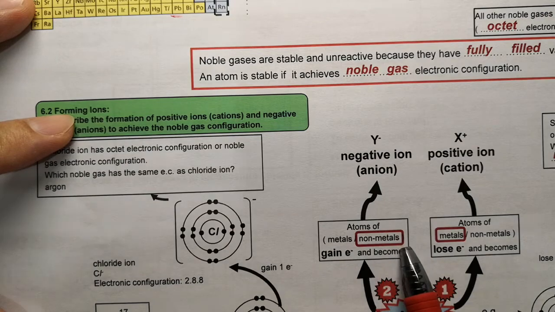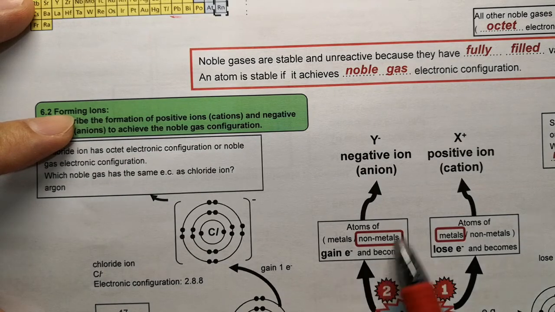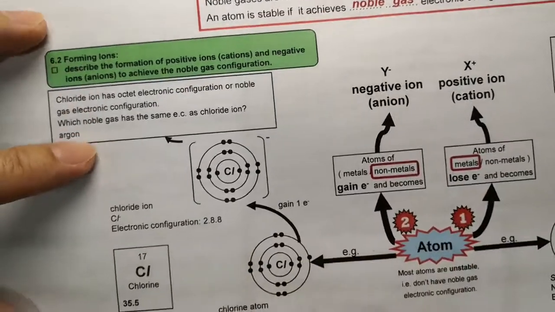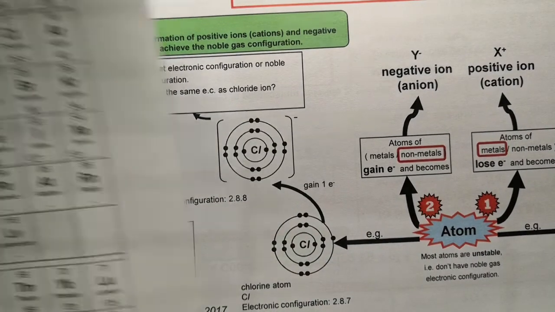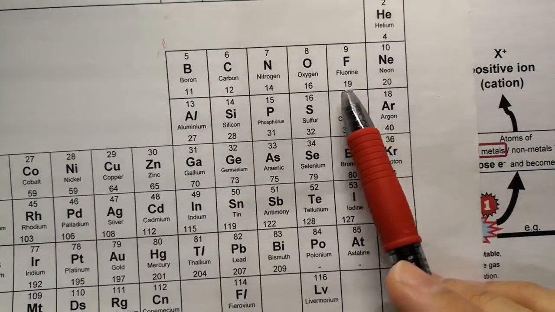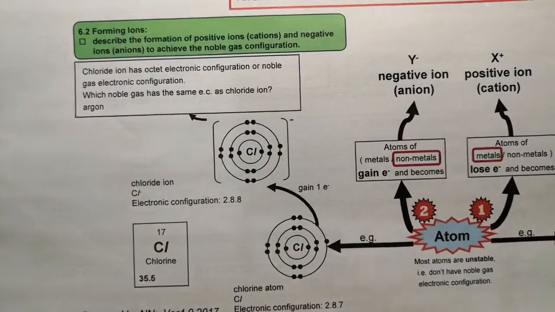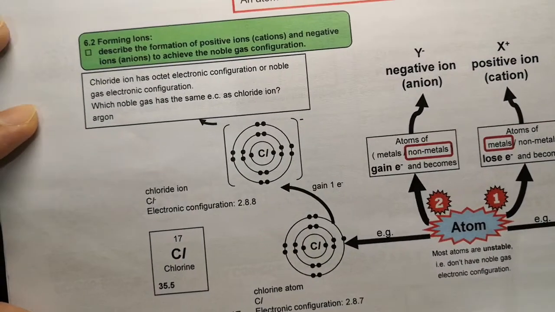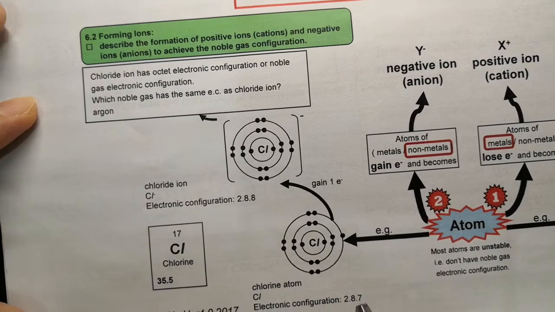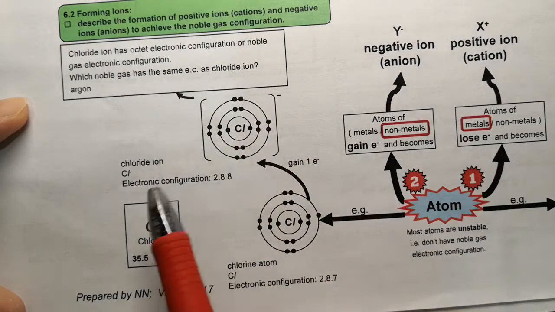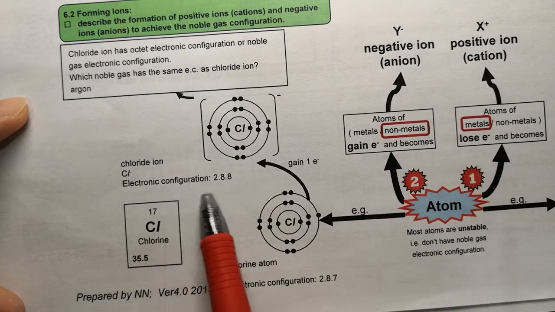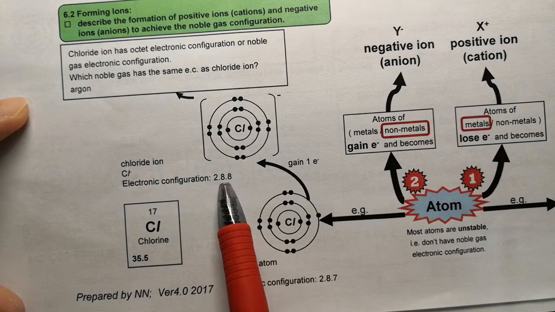Now let's look at the negative ion. Atoms of non-metals gain electrons to become a negative ion, or anion. An example is chlorine. Chlorine has electronic configuration 2,8,7. Why is it 2,8,7? Because the proton number is 17. With 2,8,7, obviously the chlorine atom is not happy. So it needs to gain an electron to form a chloride ion with electronic configuration of 2,8,8.